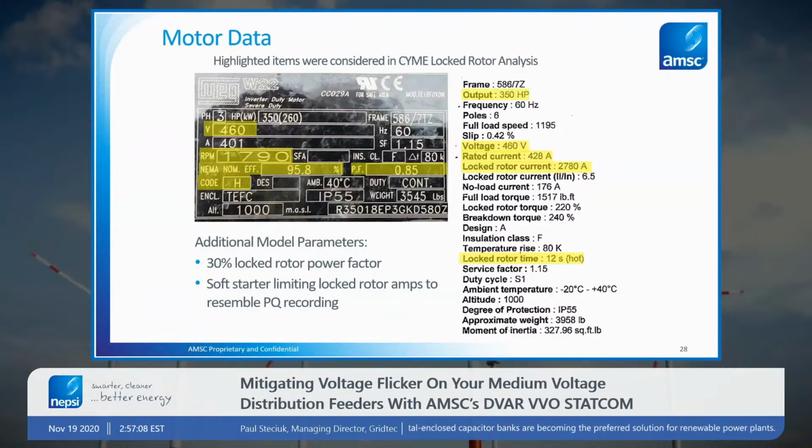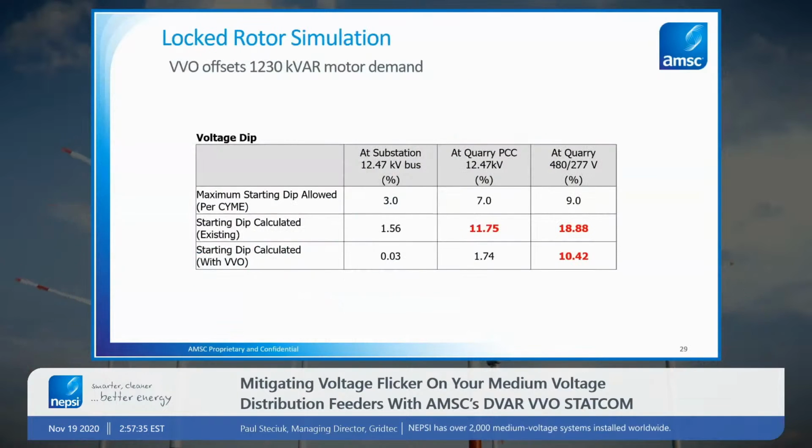This is just showing the nameplate rating of that motor. This is a 350 horsepower motor that was causing those issues. We were able to use those lookup tables to determine that one DVAR VVO should solve this problem. The utility that we worked with did ask us to do a study in SIME just to confirm that sizing, and that's what we're showing with that circuit model.